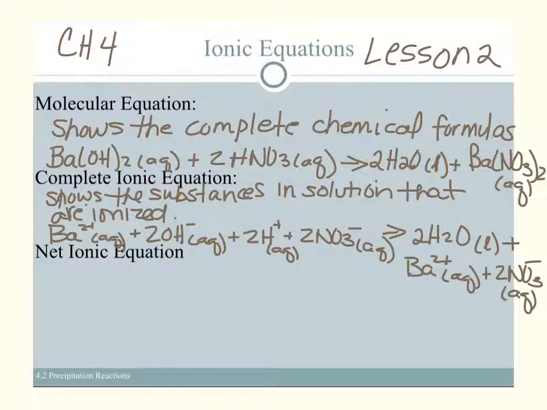So this is referred to as our complete ionic equation, where everything that can possibly be ionized is written as ions. The only things that would not be written is if a liquid forms, such as water, a gas forms, or a precipitate forms. If one of those three things happens, then we leave that substance intact. It is not going to ionize in the water.